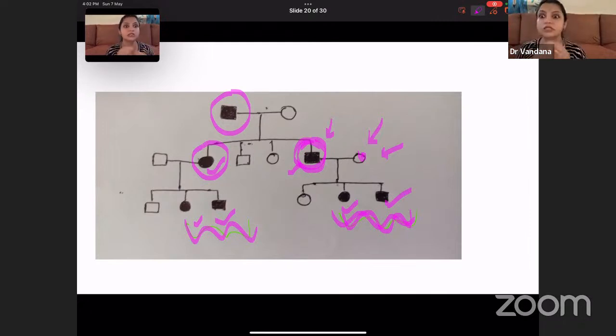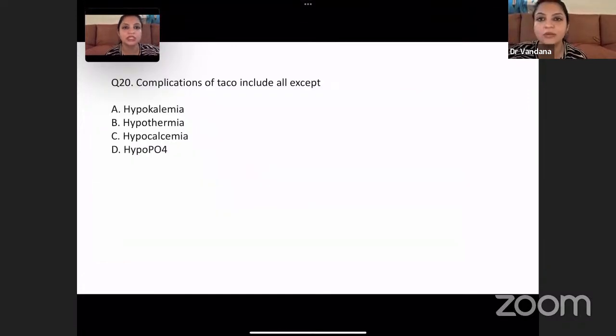I don't say that it cannot be dominant inheritance. It can be, but because 50% of the progeny is affected every time, and if this was the exact pedigree given, then I will give pseudo-dominant as a more probable option than dominant. Right, so that is your pedigree question. Let's come to the next.